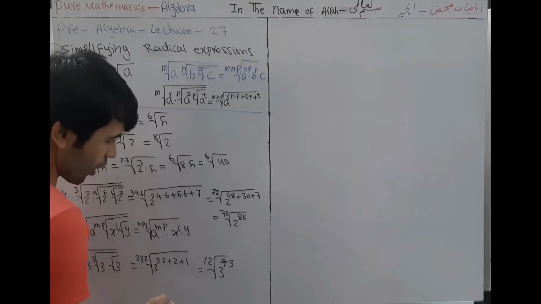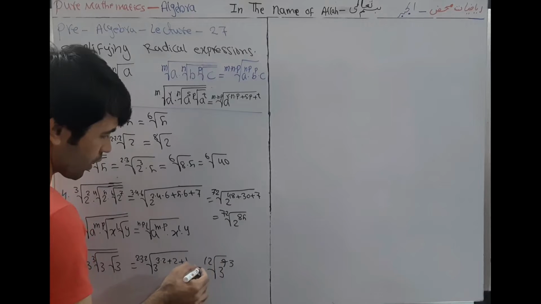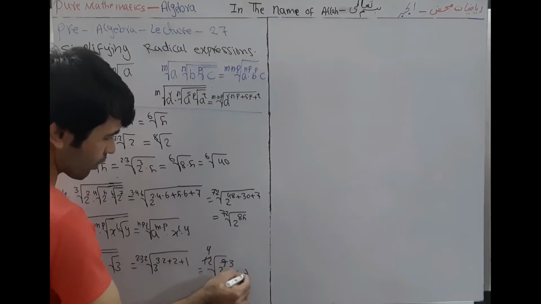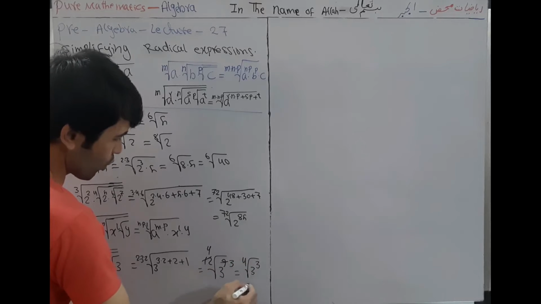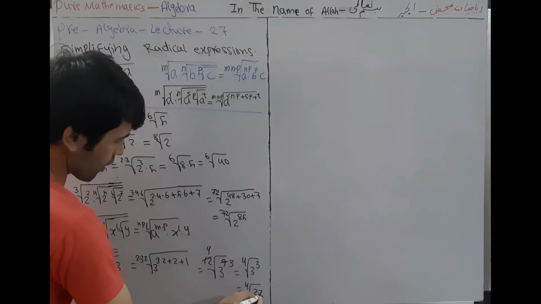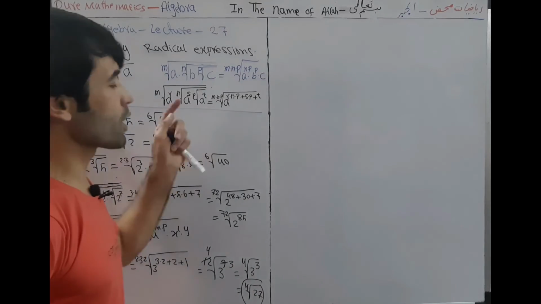Also we can cancel. 9 divided by 3, 3 times. 12 divided by 3, 4 times. It is equal to 4th root of 3 to the power 3. It is equal to 4th root of 27. It is the answer. Thank you.